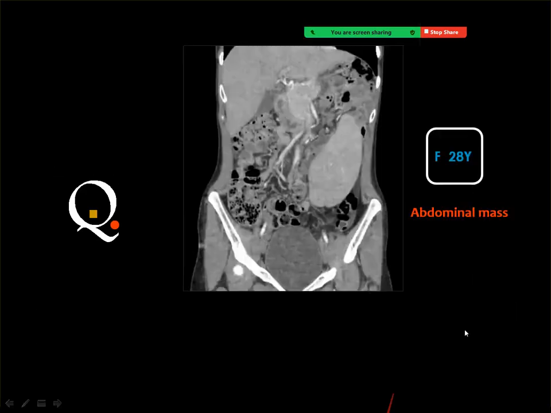Next case is a female patient presented by abdominal mass.